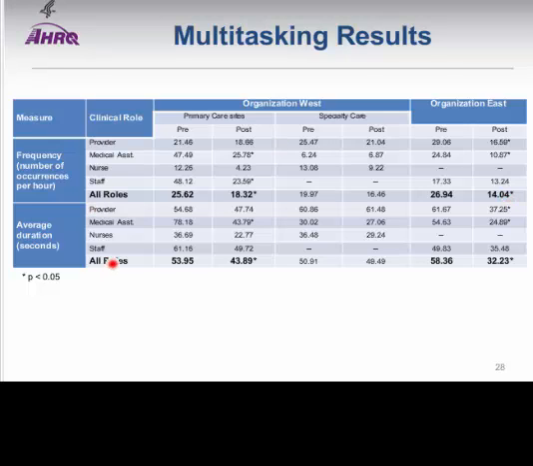And then we also could look at the duration of the multitasking events in seconds. So we went from almost 54 seconds average of the multitasking event to 43, and an even more dramatic reduction in Organization East.